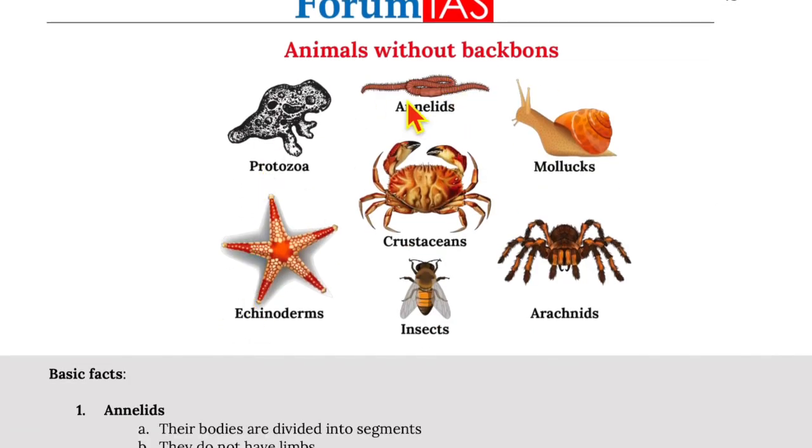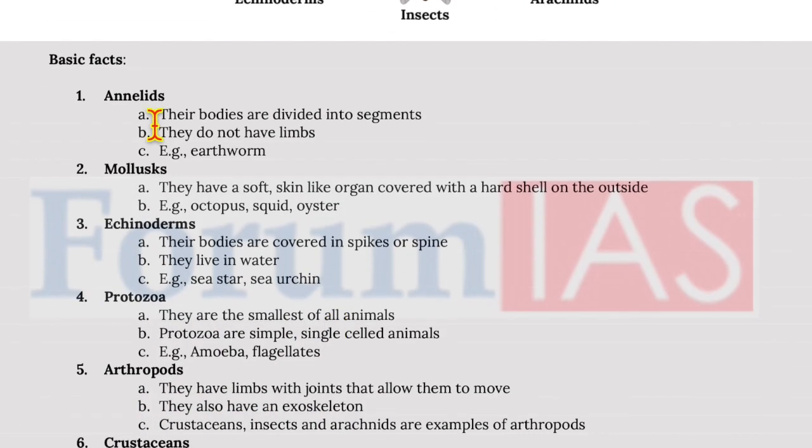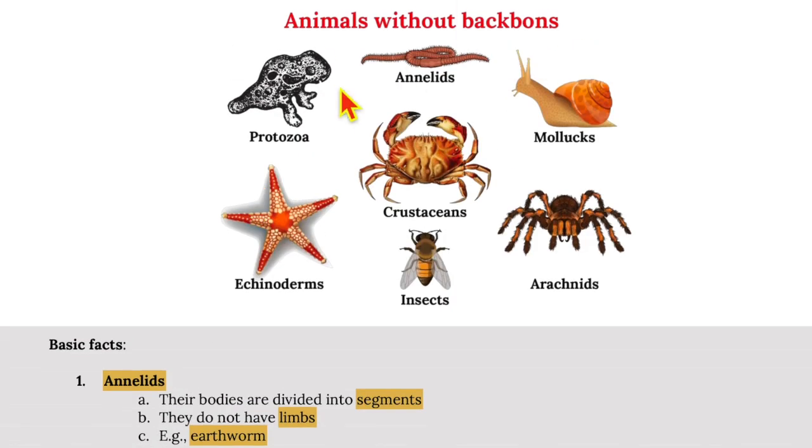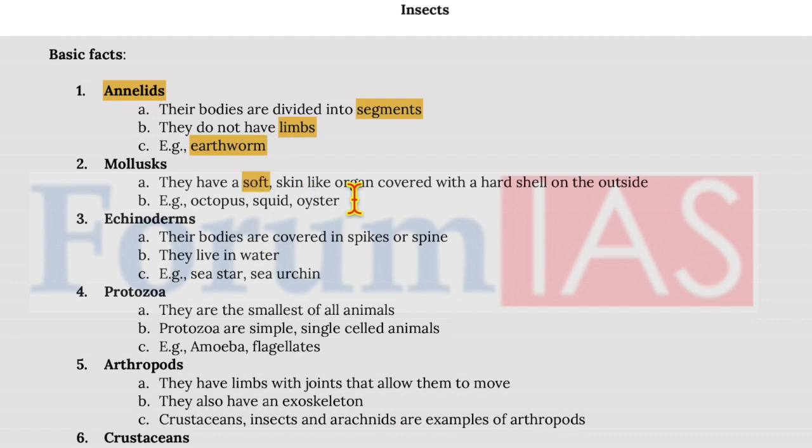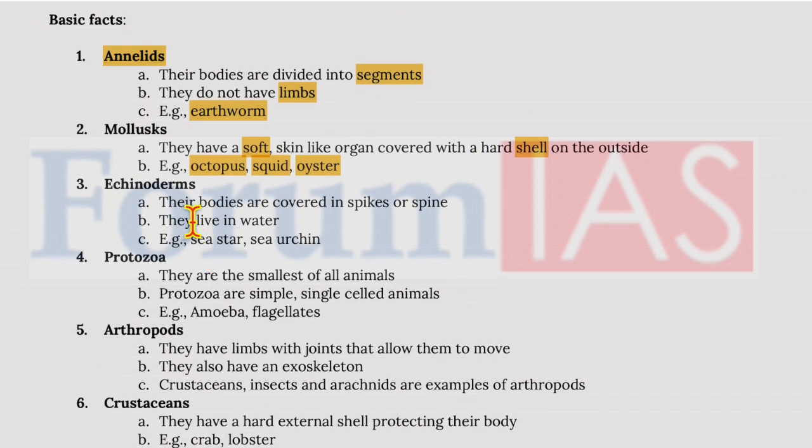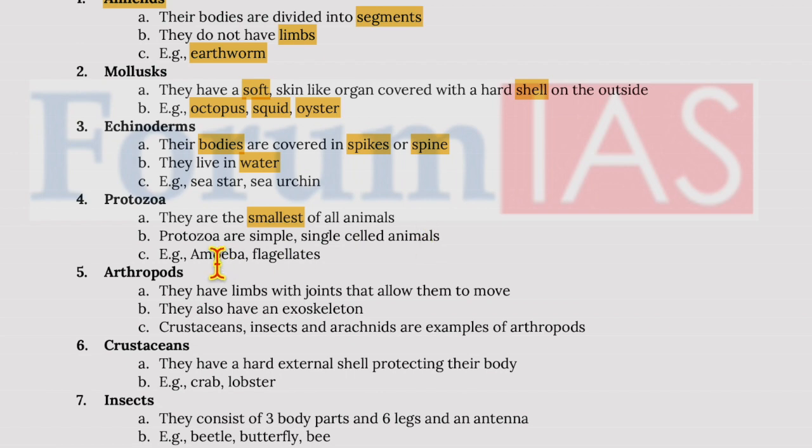Now, invertebrates would include protozoa, annelida, molluscs, crustaceans, arachnids, insects, and echinoderms. Now, annelids would include those organisms which have their bodies divided into segments and they do not have limbs. Example would be earthworm. For molluscs, they have a soft skin-lined organ covered with a hard shell on the outside. Examples would be octopus, squid, and oysters. Echinoderms are those organisms whose bodies are covered in spikes or spines. They live in water. Examples would be sea star, sea urchin, etc. Now, protozoa are the smallest of all animals. They are simple single-celled animals. Examples would be amoeba and flagellates.